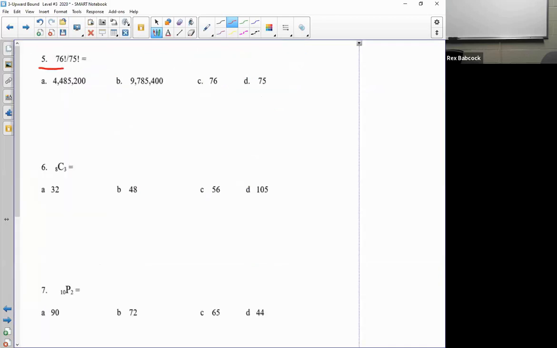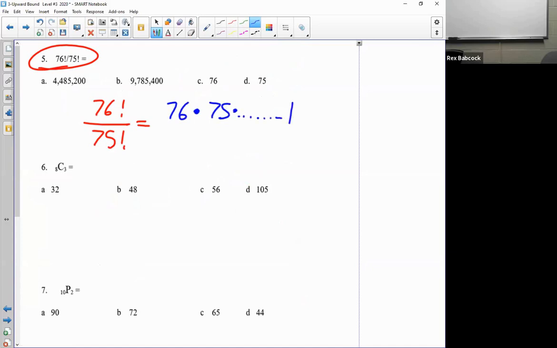On this one right here, I could try to use the calculator, but it's not necessary because it's a division problem. 76 factorial is 76 times 75 times all the way to 1. And 75 factorial is 75 times 74 times 73 times 1. Those cancel out. 76 is the answer. 76 is the answer. And I'm not even sure the calculator would do this because these numbers are so big, but it might have done it on the calculator.